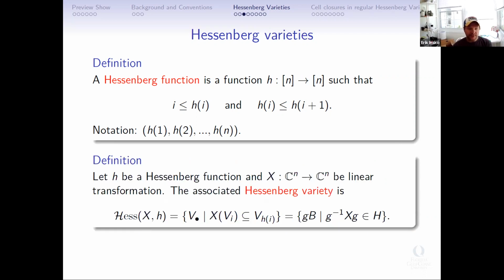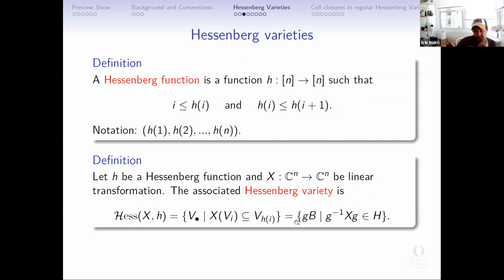Okay, so I said we needed 2 pieces of information. The second piece of information is a linear transformation X. Given a Hessenberg function and any linear transformation from Cn to Cn, we can define the associated Hessenberg variety, and that will be the set of all flags, which we denote by V sub bullet, such that X maps the ith subspace of V into the h of i subspace of V. And in terms of matrices, this just says that we're taking this matrix, the linear transformation X, and requiring that it maps the ith column into the span of the first h of i columns.